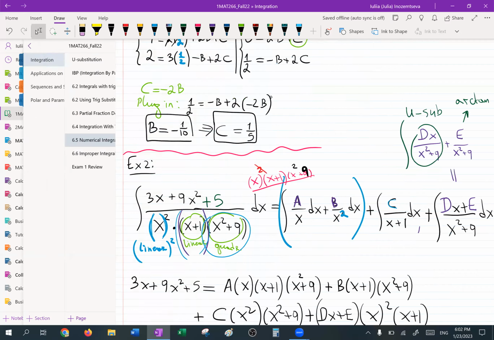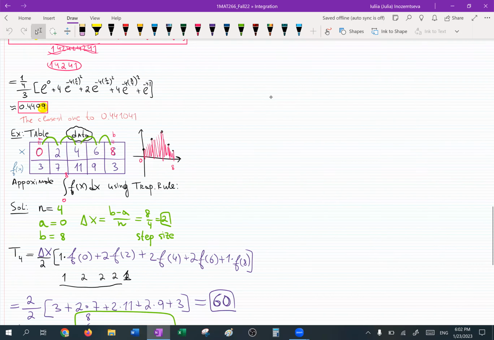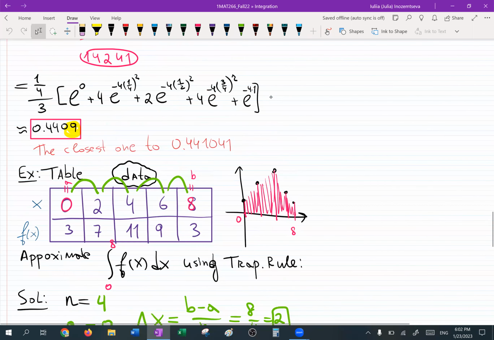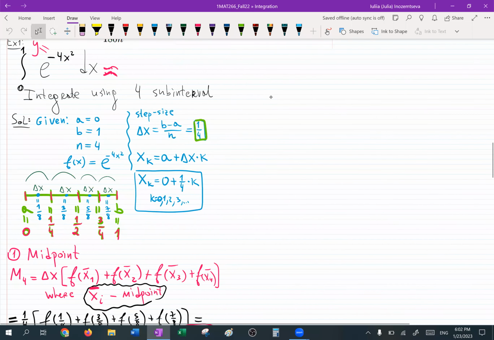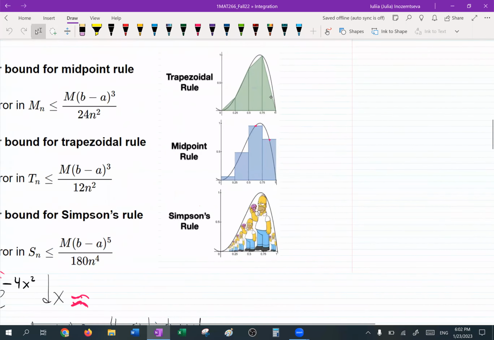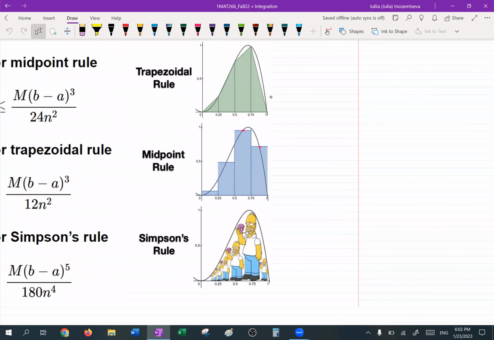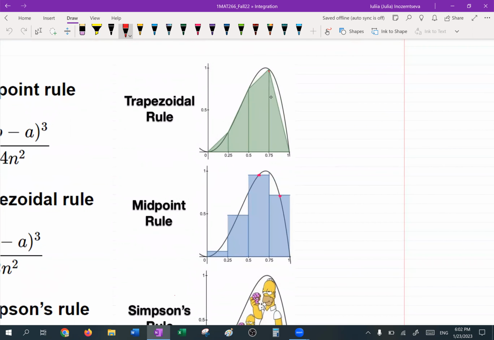How about numerical integration? Learn two ways, using the graph and three ways. Oh, this is my favorite joke, right? We have trapezoid rule, midpoint rule, and Simpson's rule. Trapezoid rule, we're using trapezoids to approximate the area under the graph, right? Here they are, trapezoids, like so.